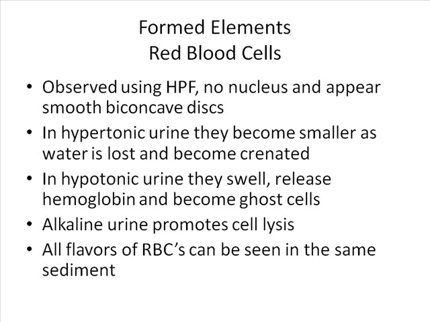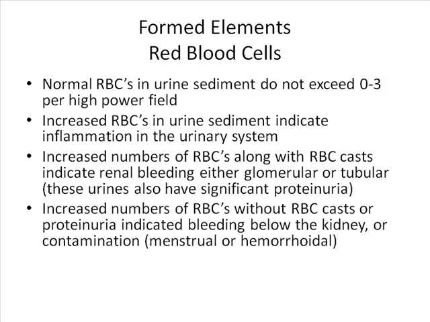Now, alkaline urine promotes cell lysis. So in highly dilute alkaline urine, you're going to have more cell lysis. Now, normally you only have about 0 to 3 RBCs. When the dipstick comes up positive, you have more than that. And I believe the dipstick is positive at about 8 to 10 RBCs usually seen per field.